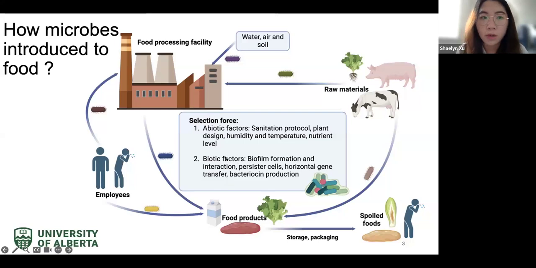So let's start with a fundamental question: how are microbes introduced to the food? A food processing facility typically operates as an open system where they constantly take in microbes from raw materials, from the water, air, as well as soil. The contamination of food by microbes can come either from the raw materials or from the food processing facilities.